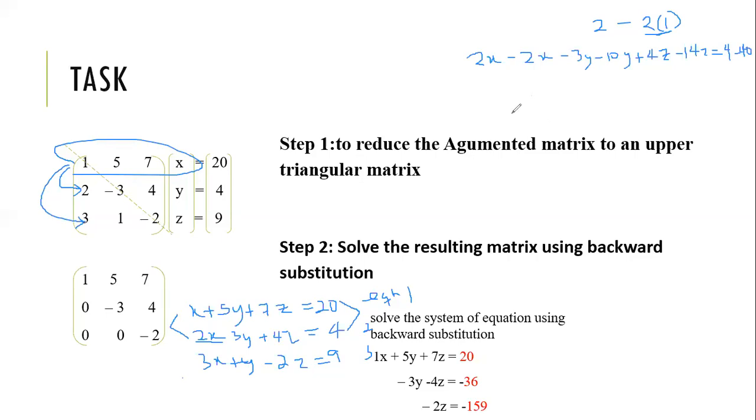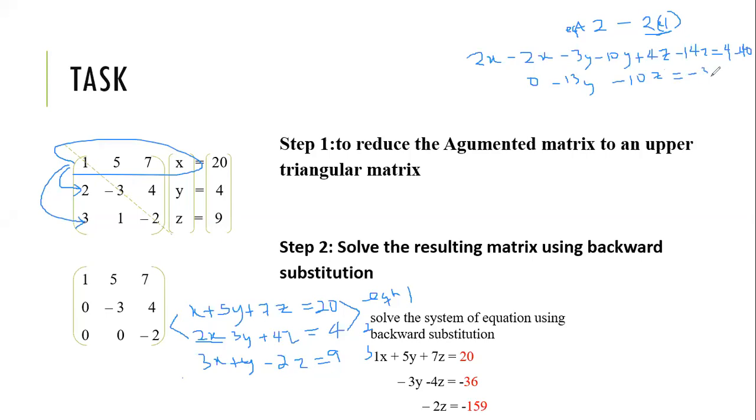Then in the second operation, you take equation 2 minus 2 times equation 1. So when you simplify, this will give us 0, this will give you negative 13y, this will give you negative 10z, and this will give us negative 36.